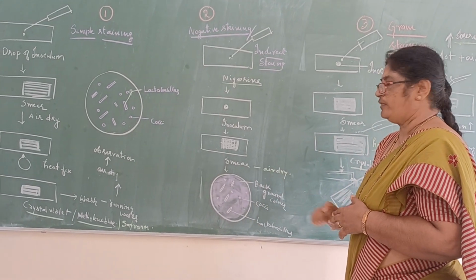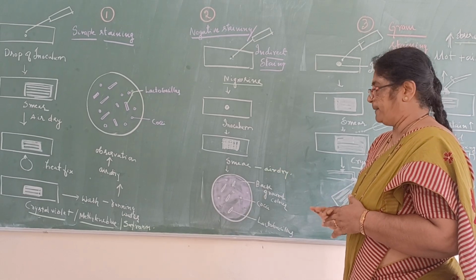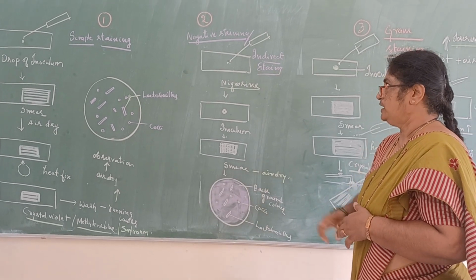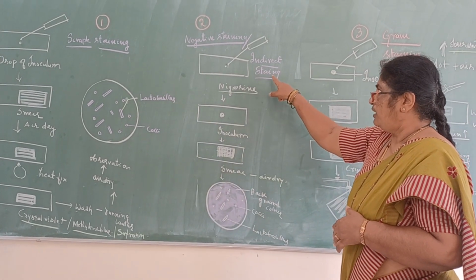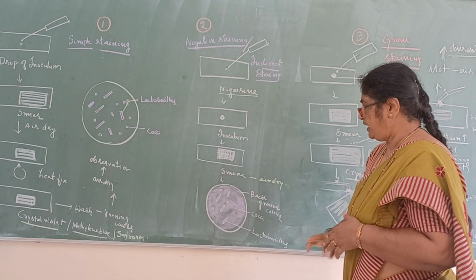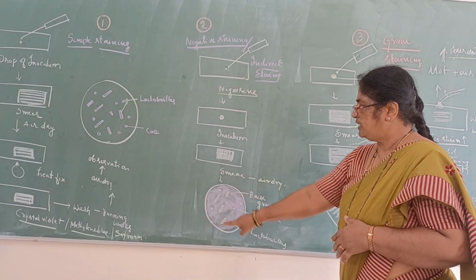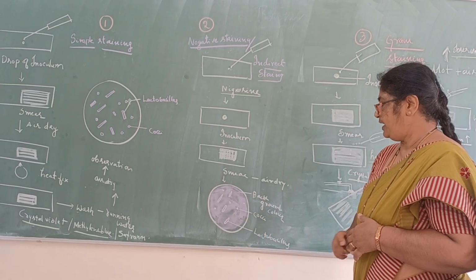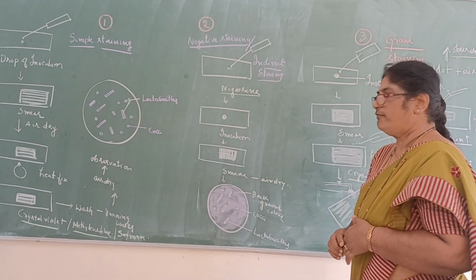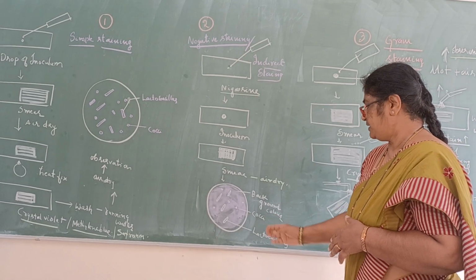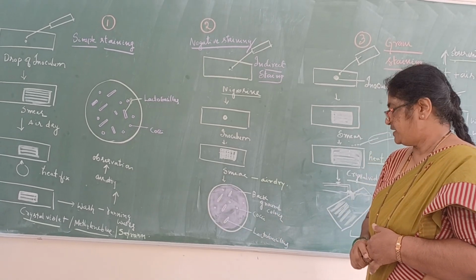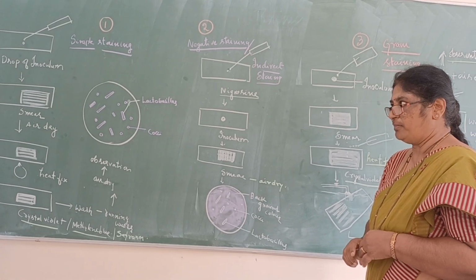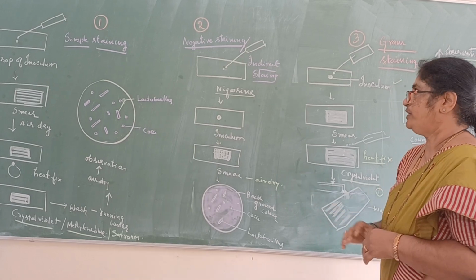There is no need for heat fixing or washing. We have to air dry and then observe. This indirect staining is also known as negative staining. In the microscopic field, the background will be stained and the bacteria will glitter. You can see the cocci and lactobacillus, as we are taking the inoculum as curds. This is about negative staining.